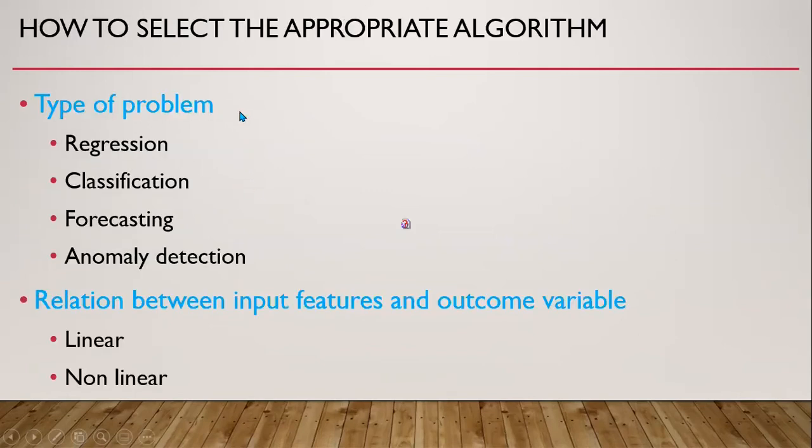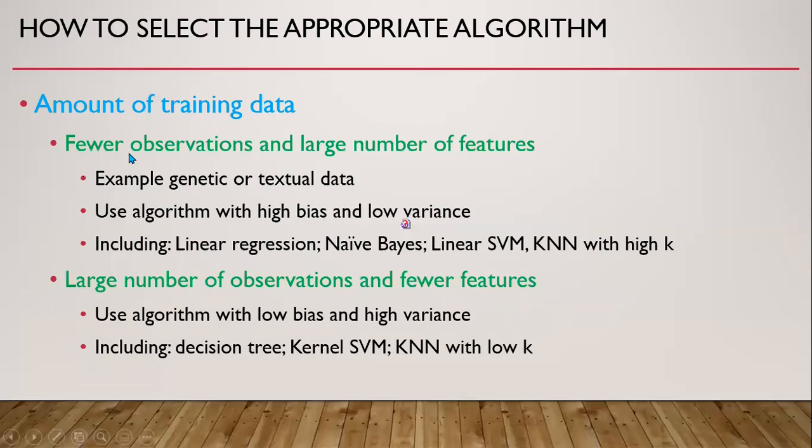Now let us see how to select an appropriate algorithm. What are the points to be taken into consideration? The first point is the type of problem. Our algorithm depends on the type of problem. The problem may be a regression problem, classification problem, forecasting problem, or anomaly detection problem. The second point to be considered is the relation between input features and outcome variable, which may be either linear or non-linear. The third point to be considered is the amount of training data.